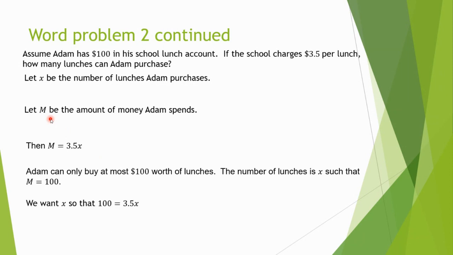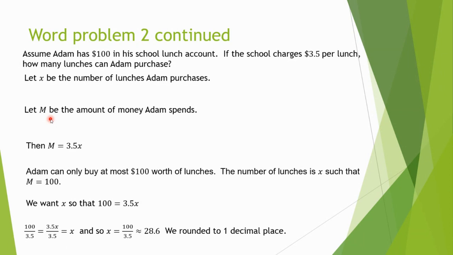So we want x so that 100 is 3.5 times x. Okay, how do we do that? Well, that's actually pretty easy, right? You just have an equation and you just solve for x. So basically, we get x is about 28.6. Also notice I rounded to 1 decimal place.